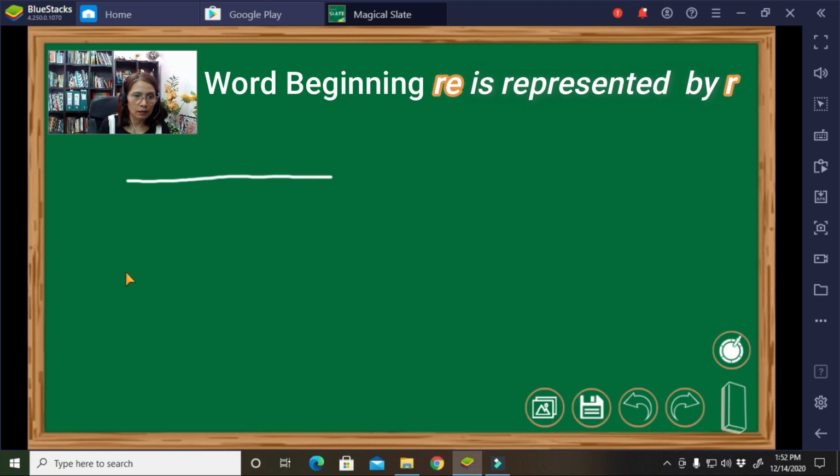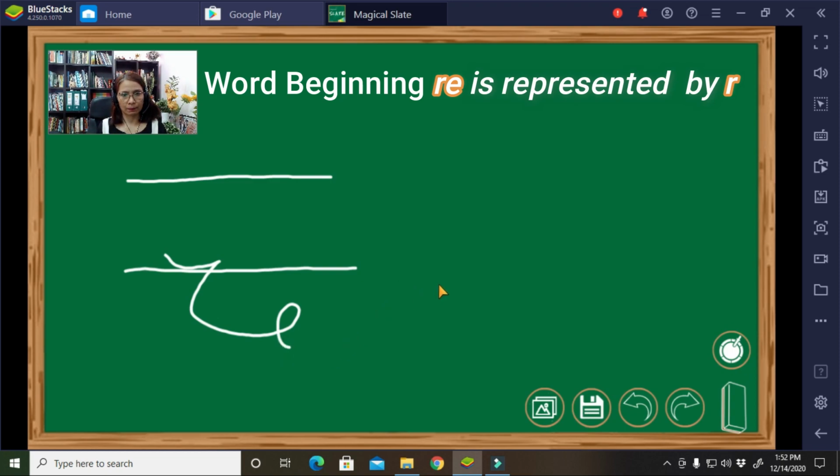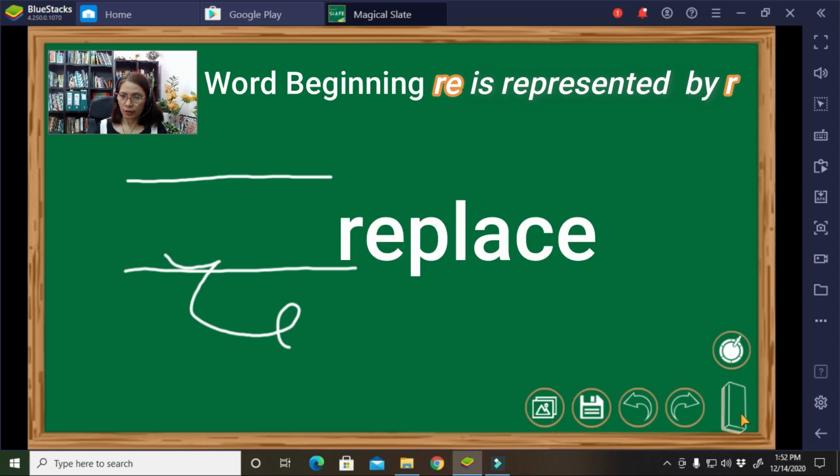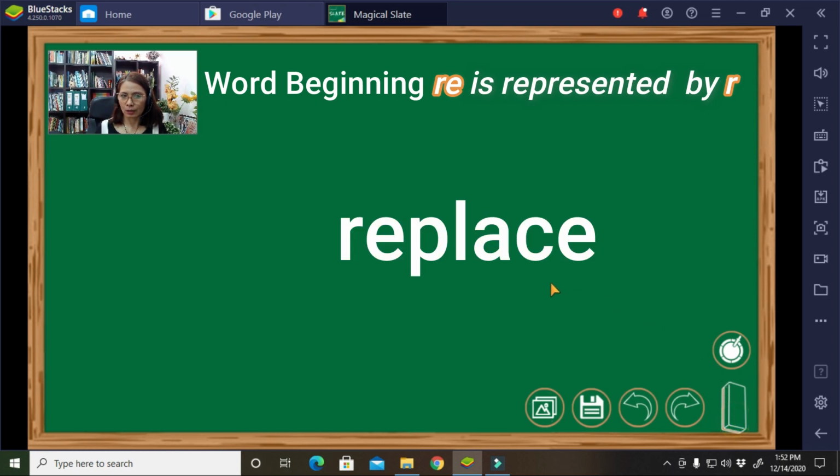Okay. Another example. Can you read this one? We have the symbol, short forward curve, followed by a downward curve occupying 2/3 of the space, and a long forward curve, then a big circle, and a left S. What is the word now? Replace. Very good.